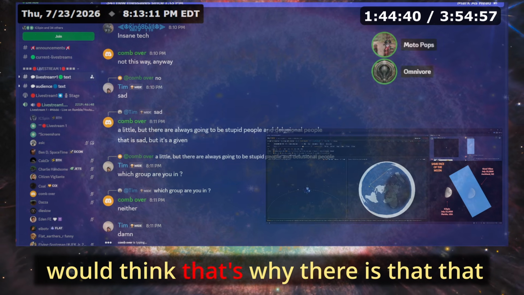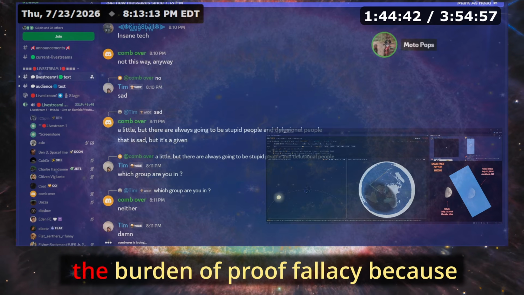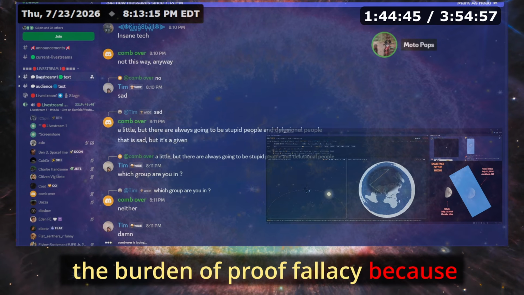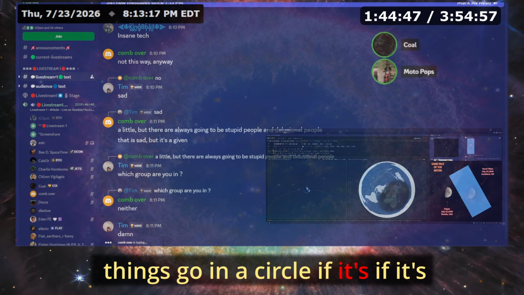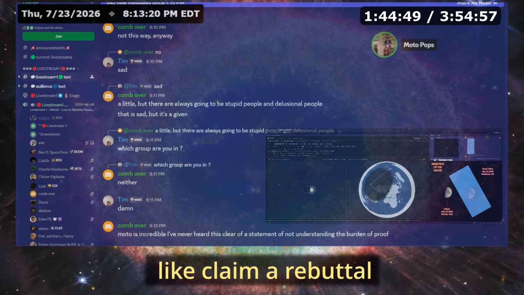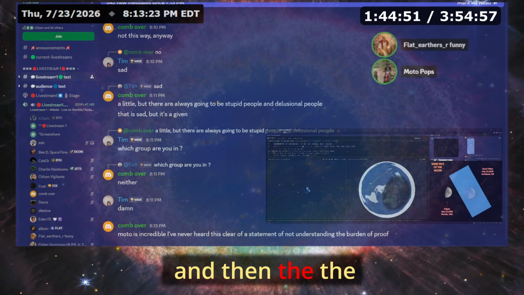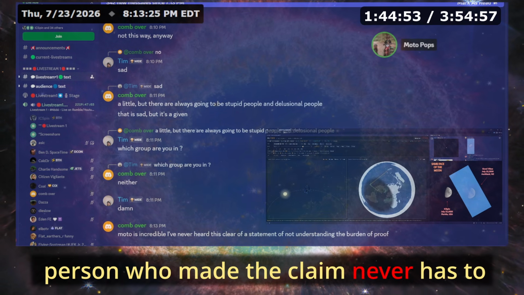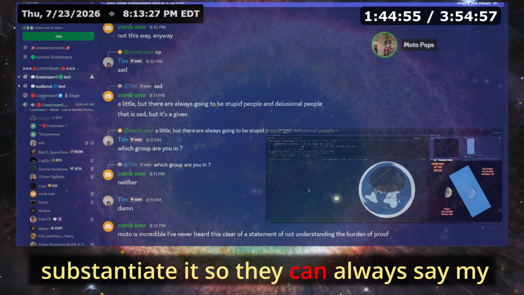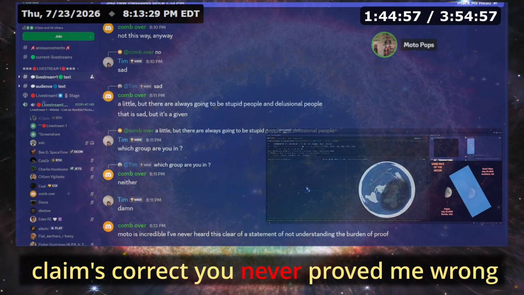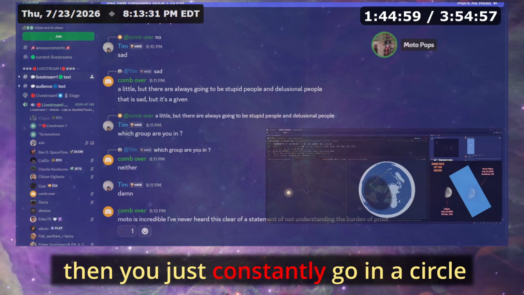Because I would think that's why there is the burden of proof fallacy, because things go in a circle. If it's like claim, a rebuttal, and then the person who made the claim never has to substantiate it, they can always say my claim's correct, you never proved me wrong. Then you just constantly go in a circle.